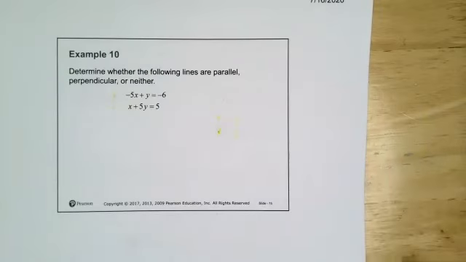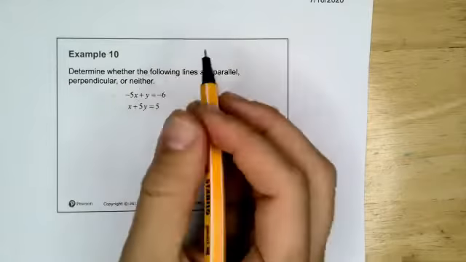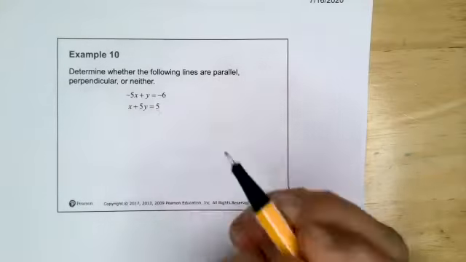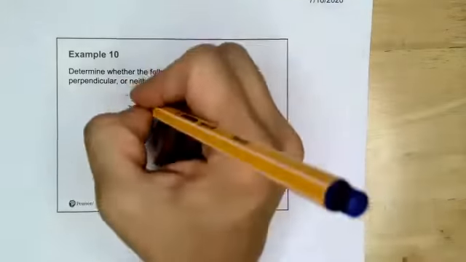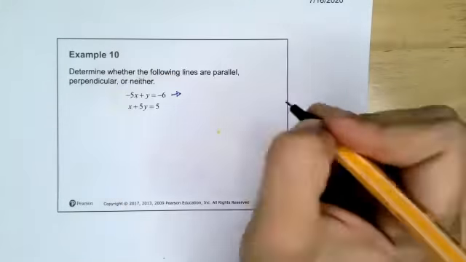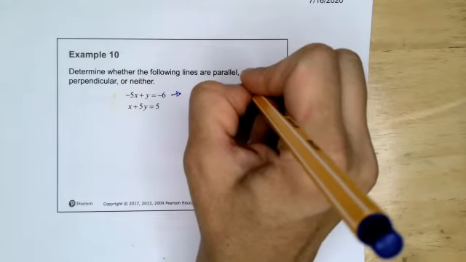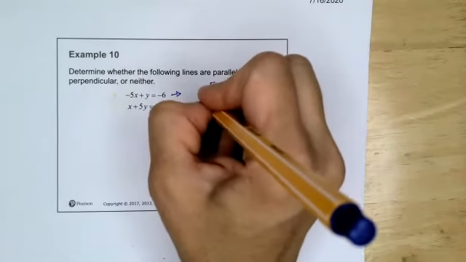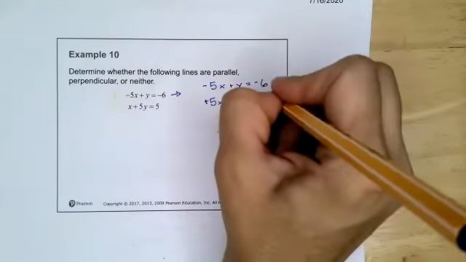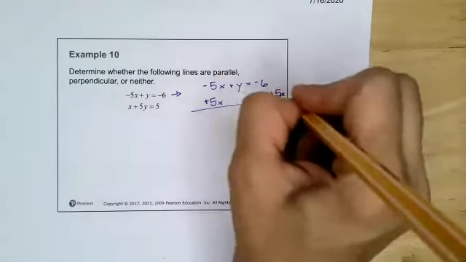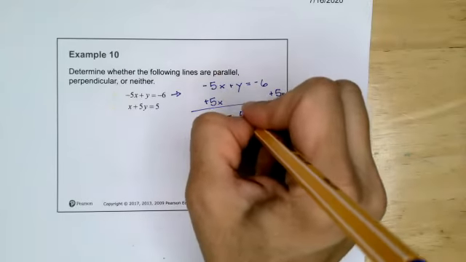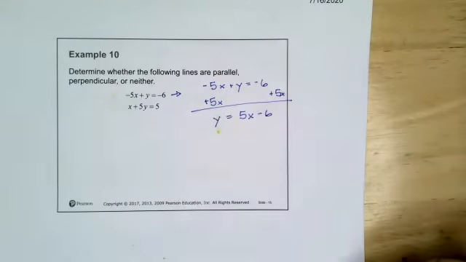Last example. So this is what the exam question is going to be, okay? Not these numbers, but are the lines parallel, perpendicular, or neither? Good. You're just going to take this and solve it for y. So negative 5x plus y equals negative 6. Add 5x to both sides. It becomes y equals 5x minus 6.